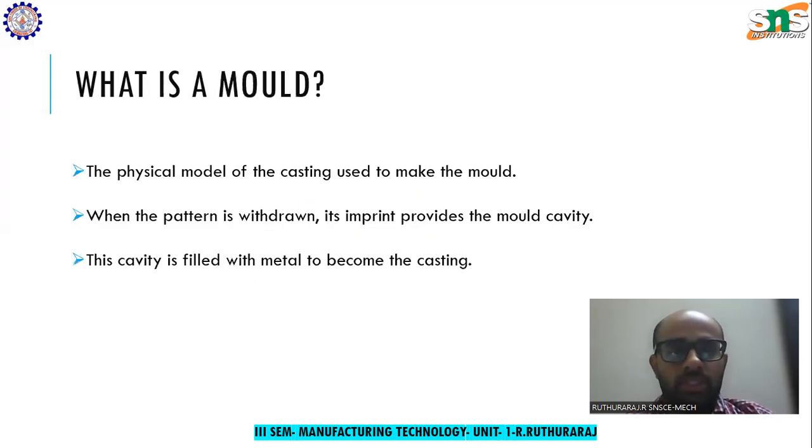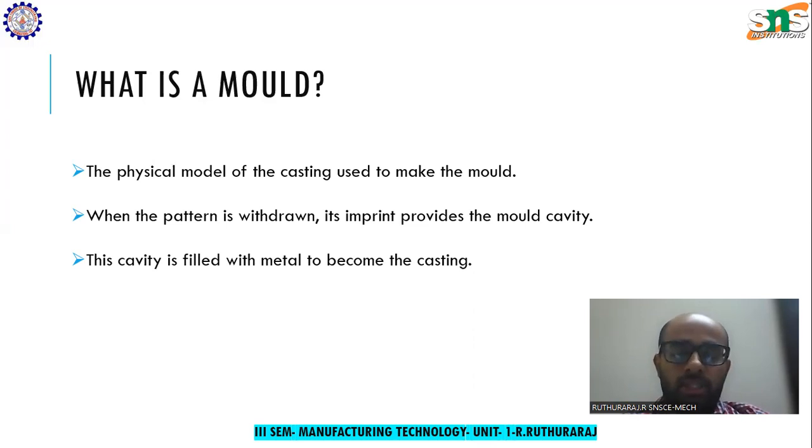First, what is a mold? Mold cavity I discussed. A mold cavity is a physical model of the casting which you have to make. In the case we discussed, the dumbbell: if you need to make a dumbbell, then the mold cavity should be in the shape of a dumbbell. How is that shape made? In sand. In order to make that shape in the sand, you first place a dumbbell-shaped object on the sand and then press it against the sand. Once the object is removed, the sand will be left in the dumbbell shape.